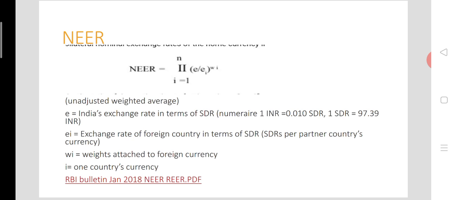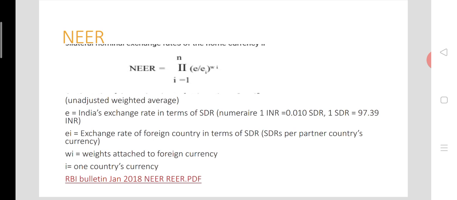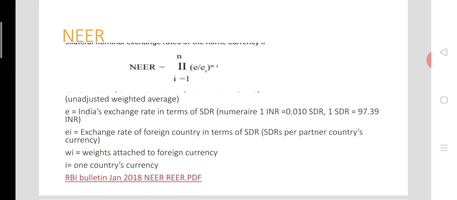And Wi refers to the weight assigned to the particular currency. If it is the UK's pound sterling, we have to write the weight assigned to the UK's pound sterling there. So this is the case for India's NEER with the UK's pound sterling. Then the same process has to be repeated for all the other currencies in the currency basket.